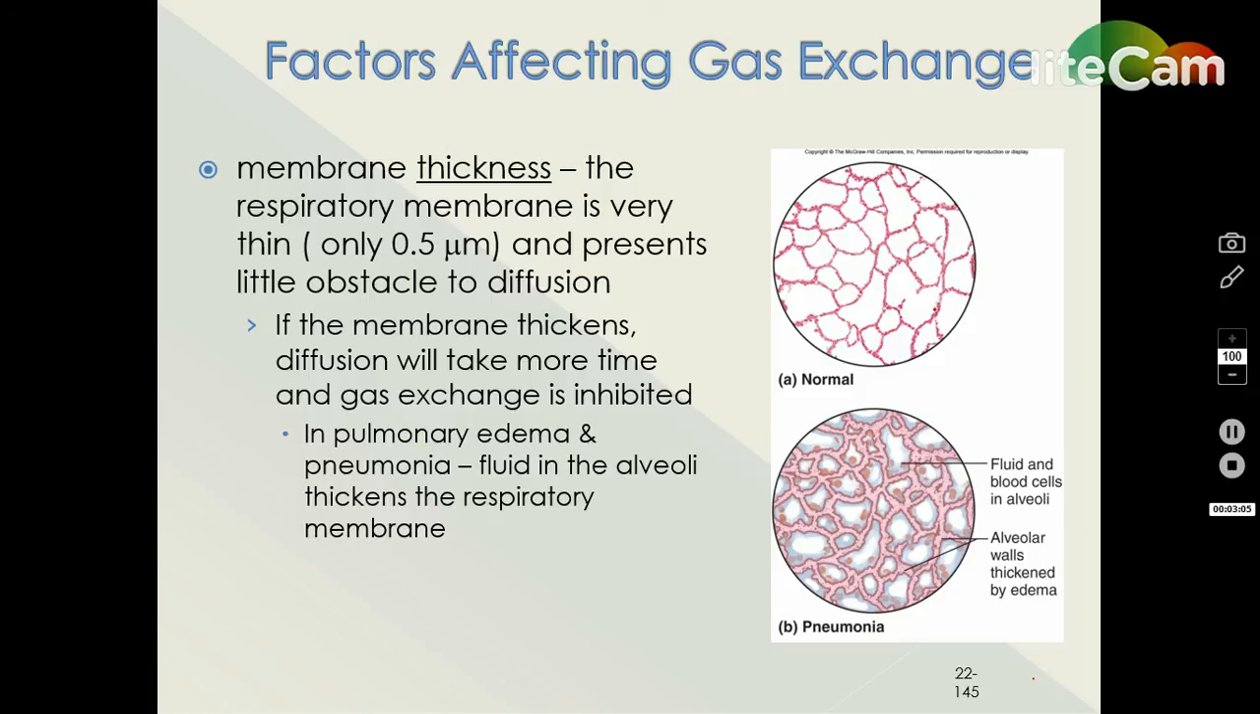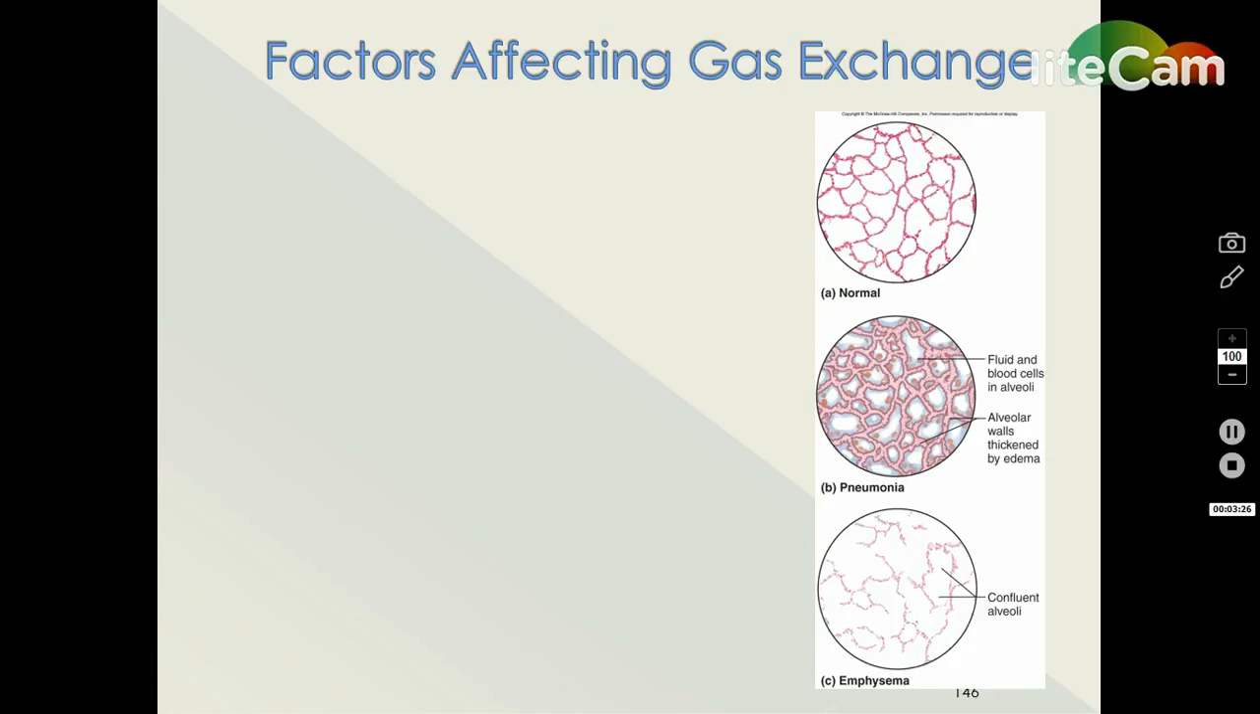So here you can see the respiratory membrane is quite thin normally, and here in the case of pneumonia, you can see that the respiratory membrane gets thicker due to the buildup of fluid across the walls. So here the gas has to diffuse a short distance, and here the gas is diffusing a much greater distance.